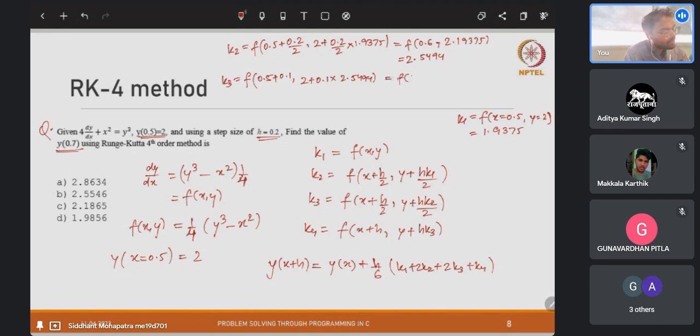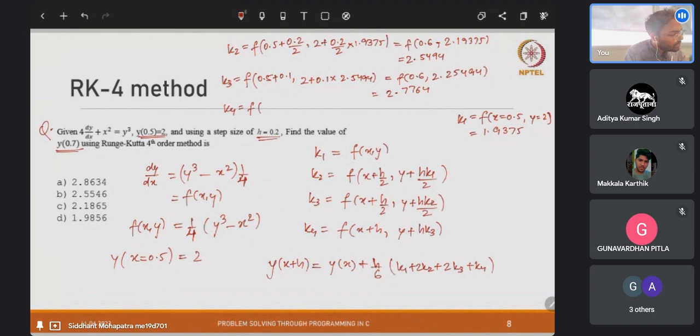So you have 0.6 comma 2.5494 into 0.1 plus 2, which is 2.25494. Now if I calculate this, how much will I get? This cube minus x square, which is 0.6 square, whole divided by 4, we get 2.7764. Okay, now next we have to calculate k4.